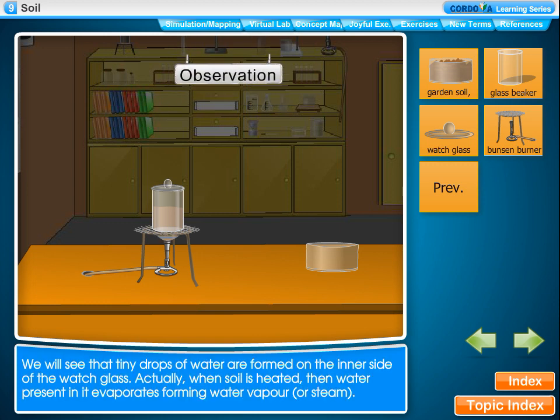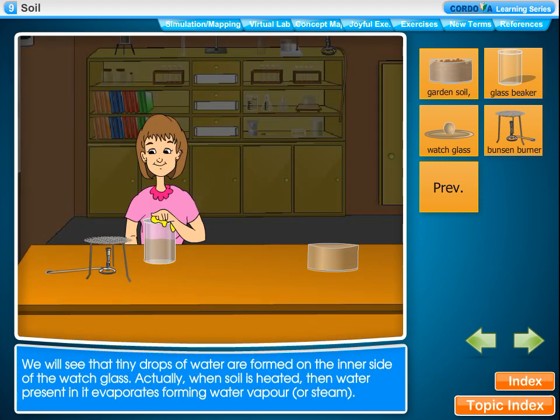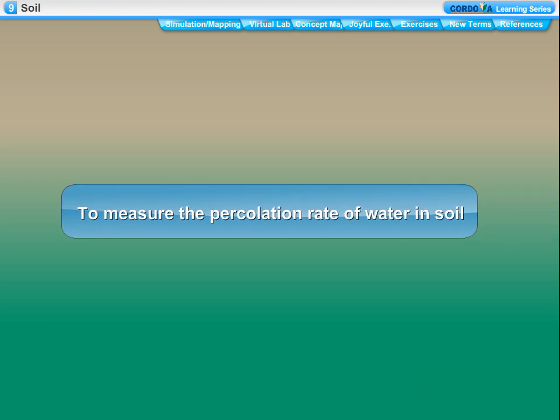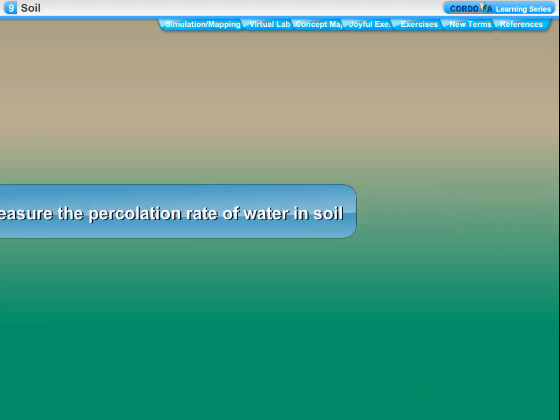Observation: we will see that the tiny drops of water are formed on the inner side of the watch glass. Actually, when soil is heated, then water present in it evaporates, forming water vapor or steam. This hot water vapor rises, gets cooled and condenses on the cold inner surface of the watch glass to form tiny water droplets.